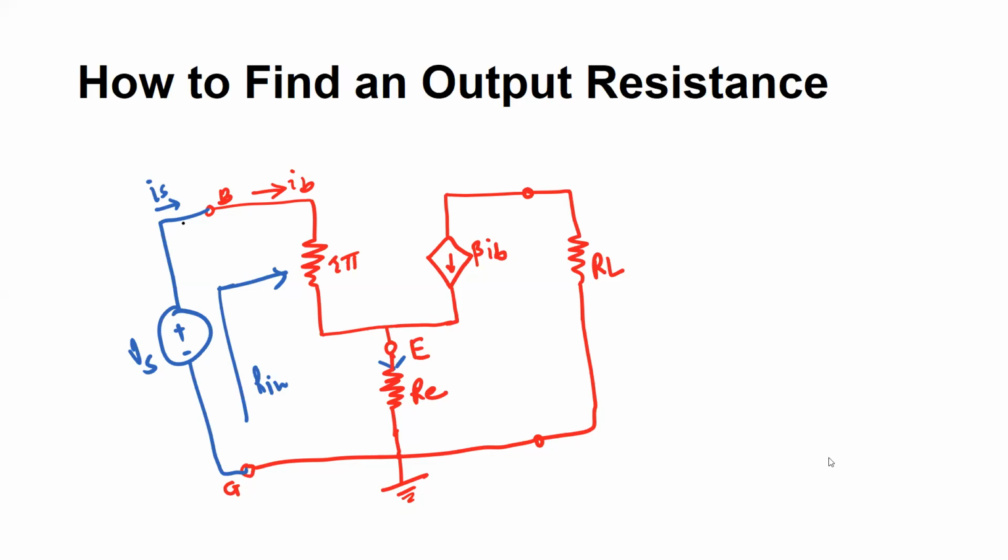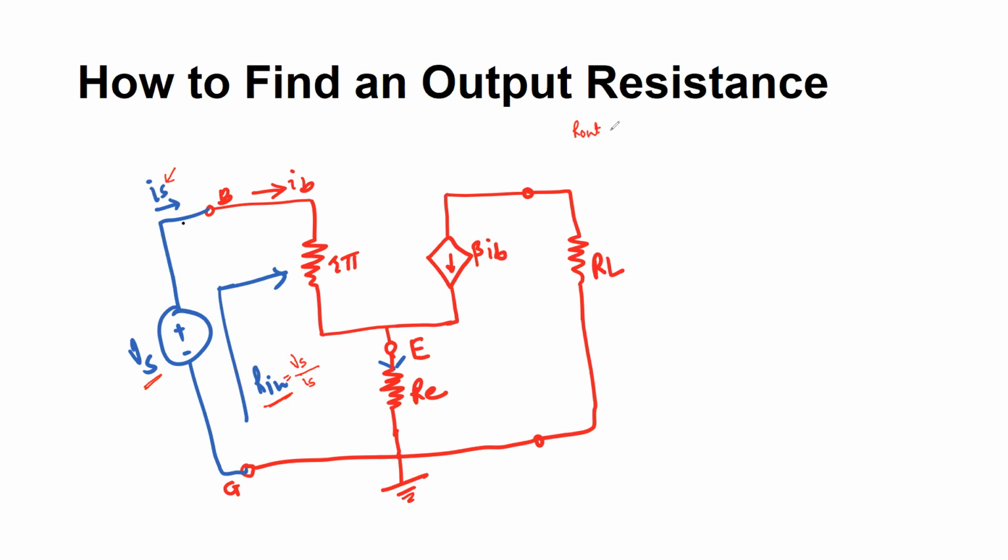Hello there. So in our previous module, we found out how to find an equivalent resistance Rin of this circuit, which was the ratio of the test voltage divided by the current because of the test voltage. And we found the expression for that. So please refer to our previous module if you are new. And now this time we want to find an expression for the R out.